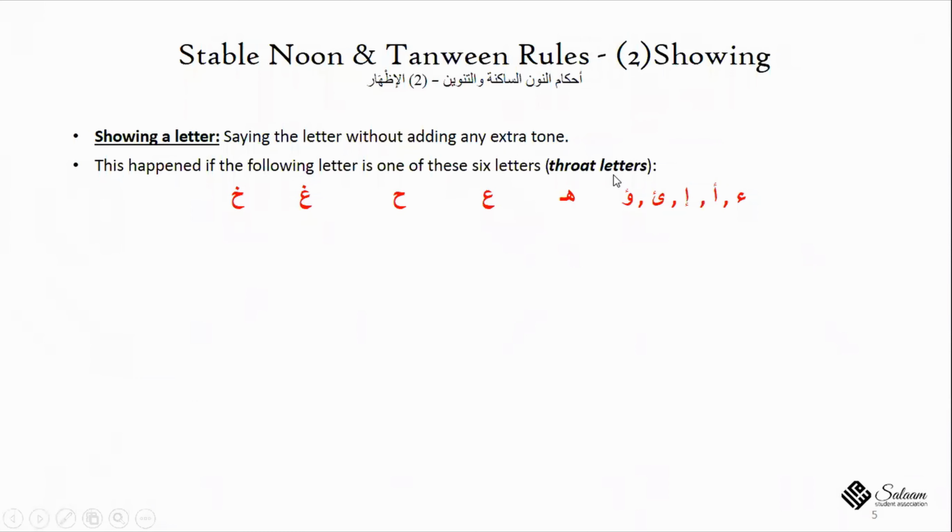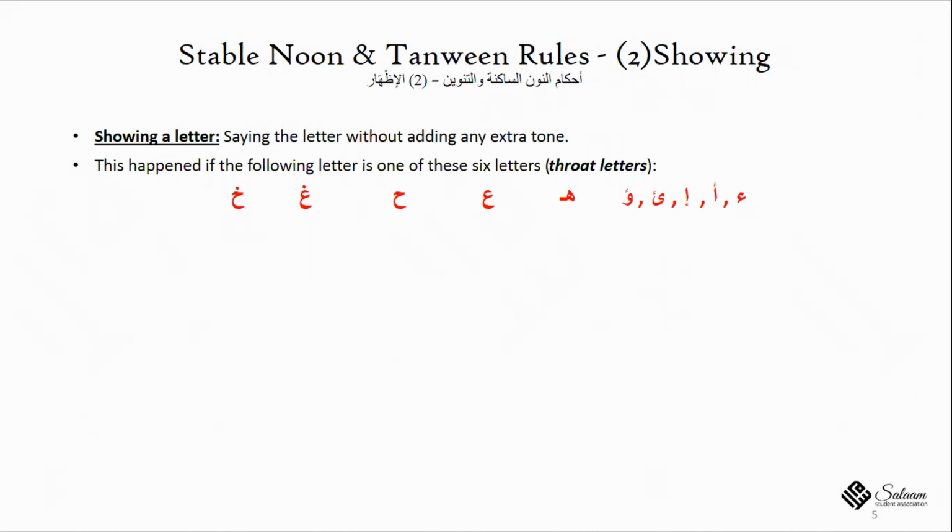Why are we calling these throat letters? Because when you say these letters, they come from the throat. A, ha, a, ha, gha, kha. You do not use the front part of your mouth. The noon, however, comes out of the front part of your mouth. If you say noon, you have to make your tongue touch the back of your teeth, very near to your teeth, in the front of your mouth.